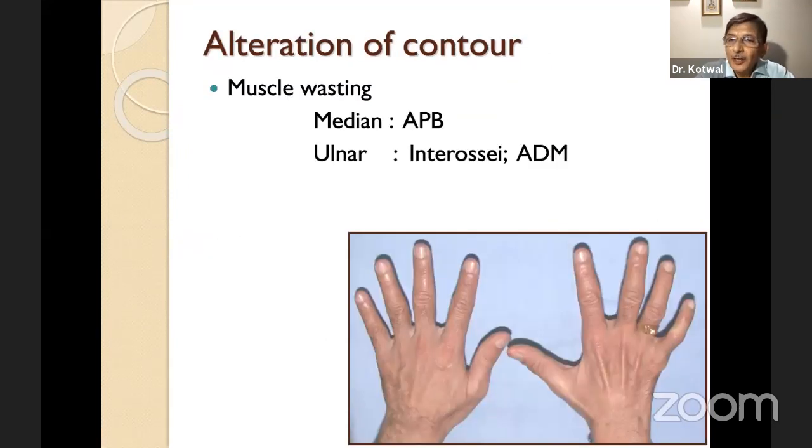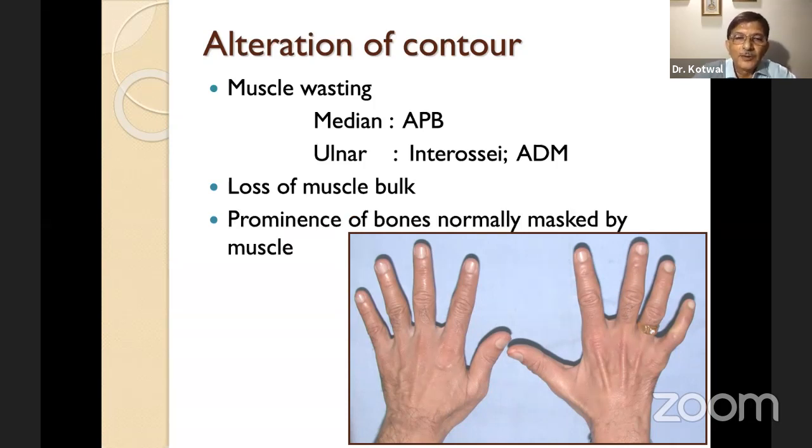The alteration of the contour. You can see here that the muscle mass between the tendons is definitely gone; it's atrophied. This is actually because of the wasting of the interossei in an ulnar nerve injury, and this is the loss of muscle bulk. Because of this, the bones appear prominent, because the bones which are normally masked by the muscle mass now look more prominent as the muscle mass is atrophied.